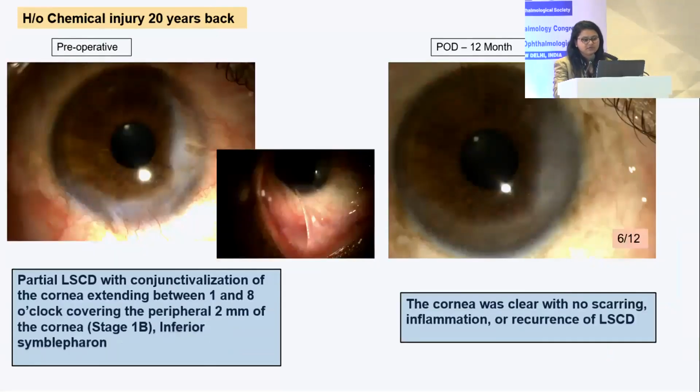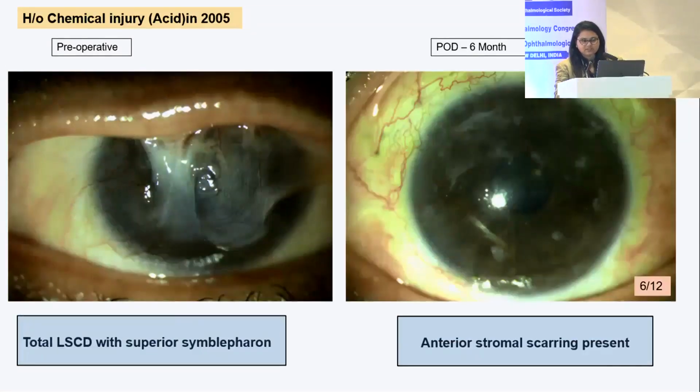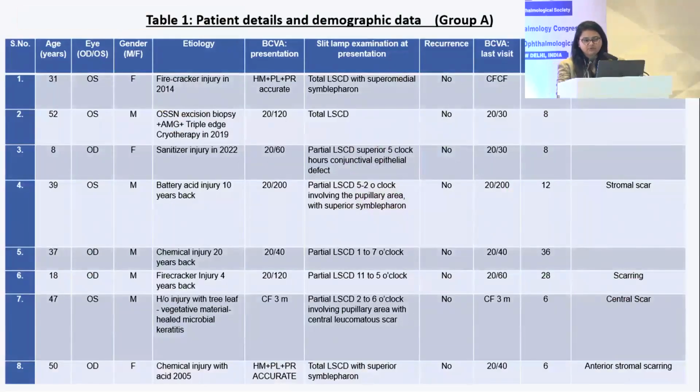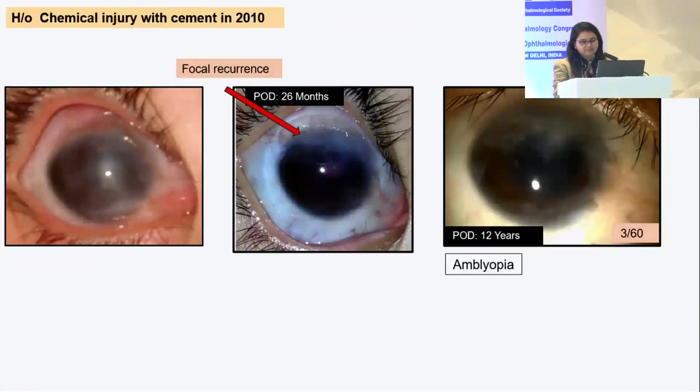This was a third case, a very old chemical injury with an inferior symblepharon. He was also managed with SLET without AMG and with conjunctival autograft. Here also we did not note any recurrence of LSCD. This was another patient who had an acid injury in 2005, with total LSCD and superior symblepharon. He also underwent SLET without AMG, and this is his post-operative follow-up with a vision of 6/12. These are the demographic details of patients in group A, that is SLET without AMG.